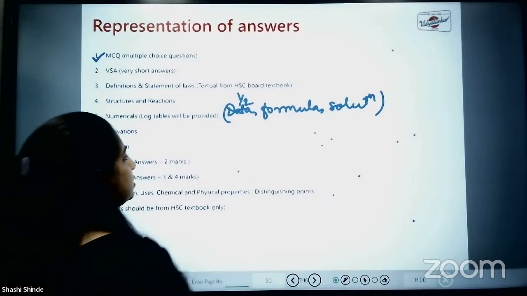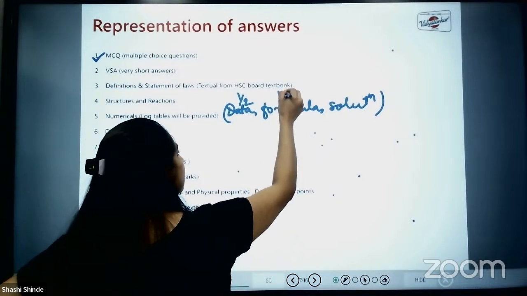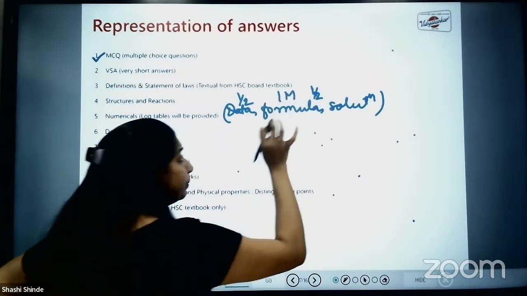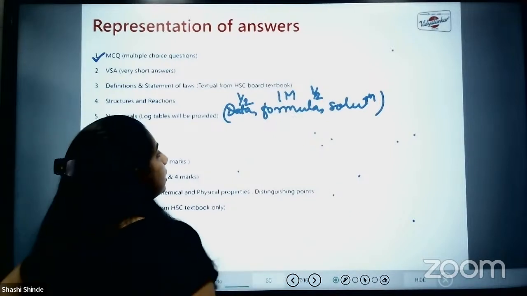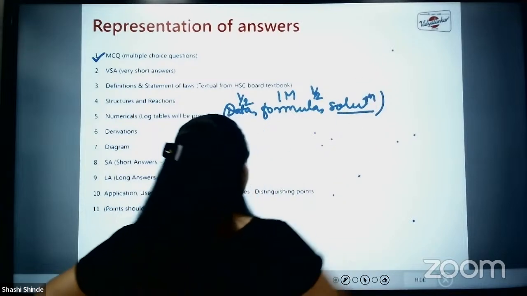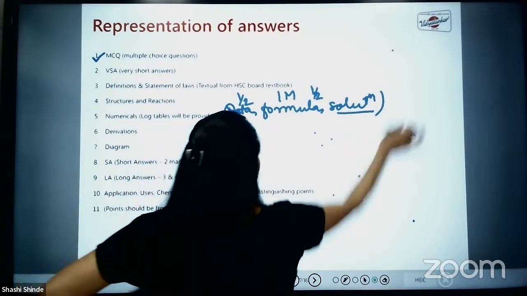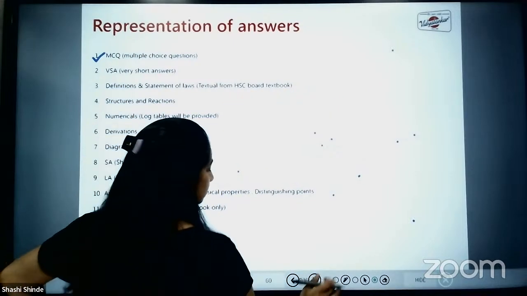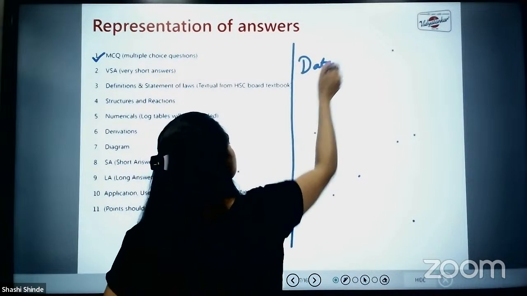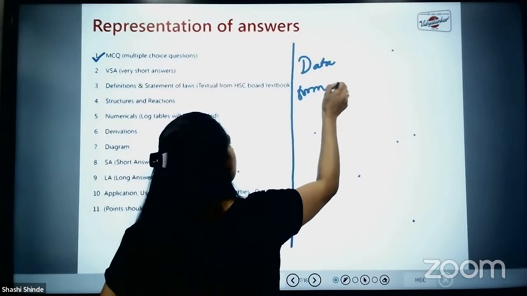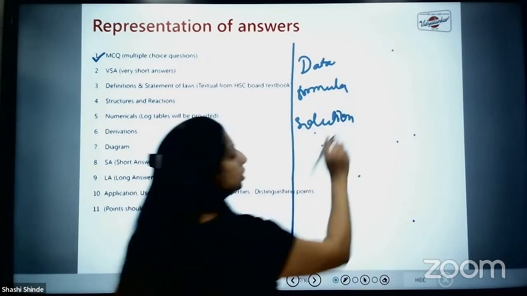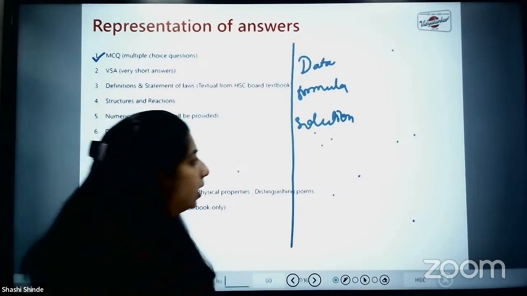Formula is there, say for either 1 mark or half mark, it depends. Then half mark is for substitution of the correct values in the formula. Then in the solution we get the answer, right? So first we will write down data, then we write formula, then we write solution. If you're writing the formula over here, no need to repeat that formula in the solution, right?